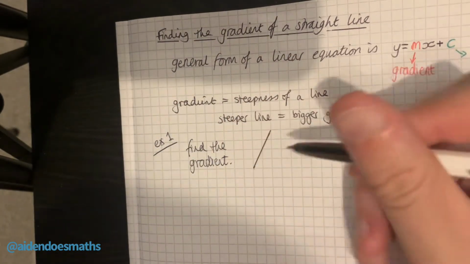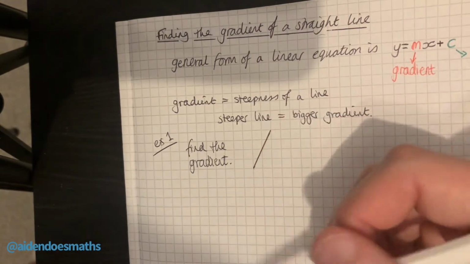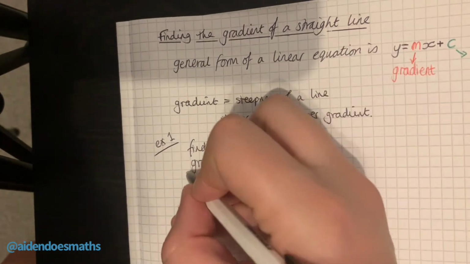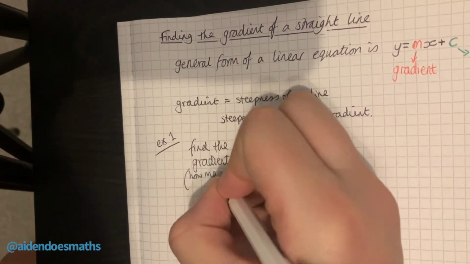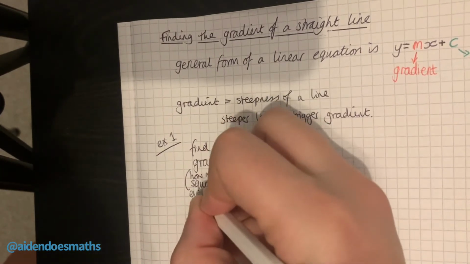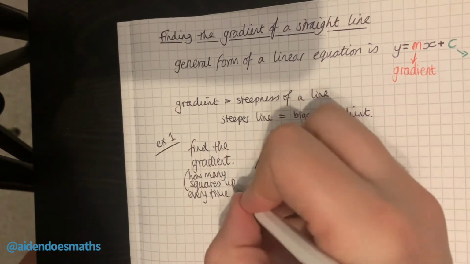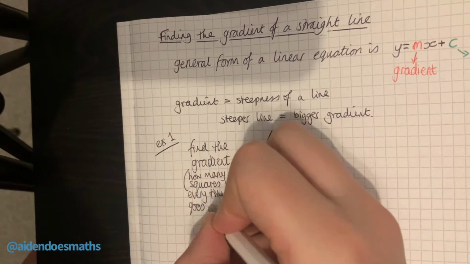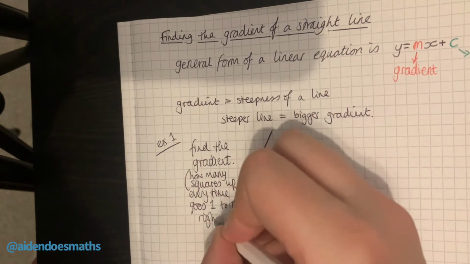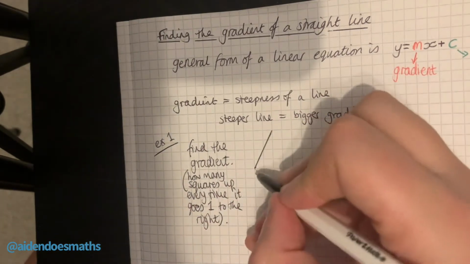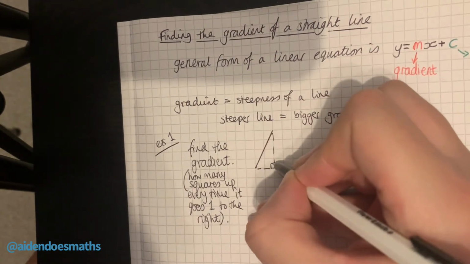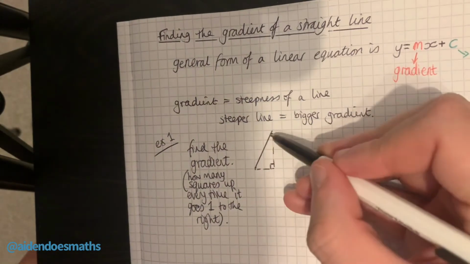Okay, so we've got this line here, and all we want to do is find out how much it goes up every time it goes across by 1 square. So that's 1 square to the right. Yeah, so we could say that in brackets. So how many squares up every time it goes 1 across, specifically to the right. So we use a method called the right-angled triangle method. So we're going to use this end of the line to this end of the line.